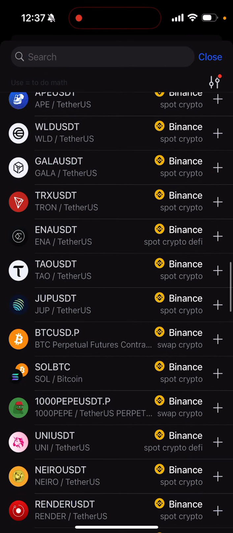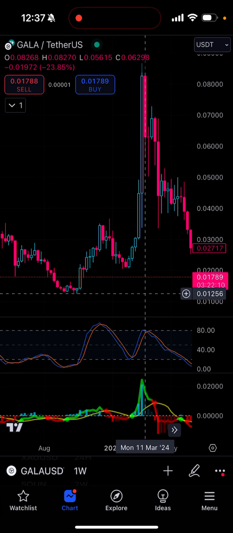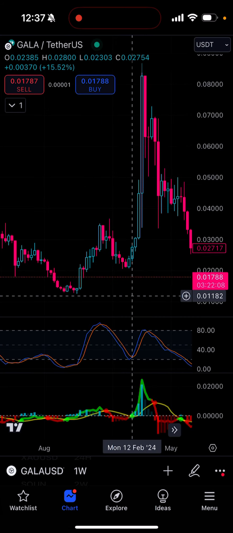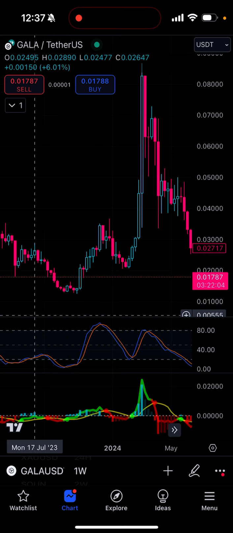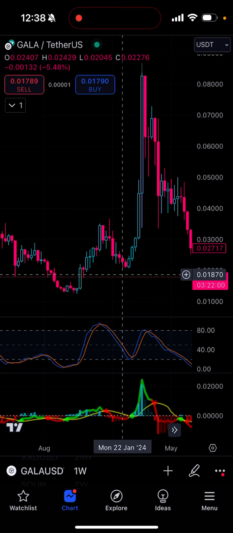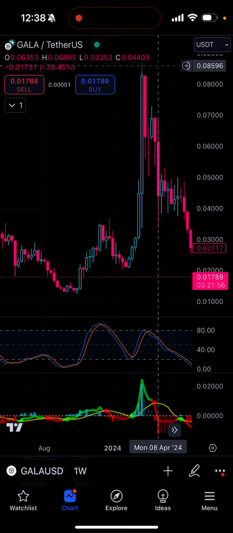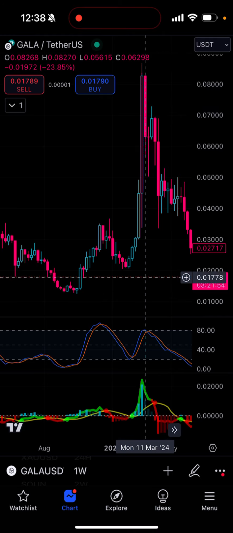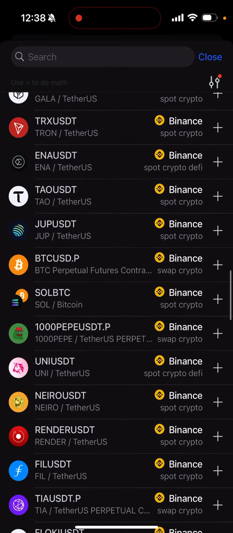Let's go with a random coin. What about Gala? I'm just going with random coins, bro. Again, you would have bought it at 2 cents, you would have bought it here at 1 cent, you would have bought it here at 2 cents again, before you had a nice big push recently in March up to 8 cents. Your average cost would have been around 2 cents. You would have done a 400% gain on Gala.